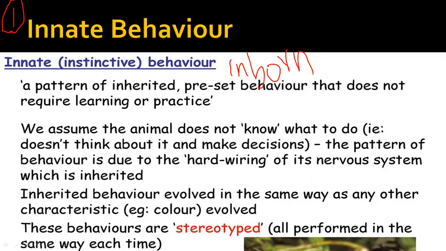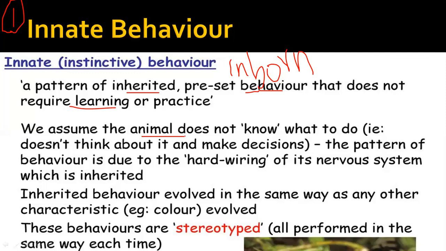And these are innate or inborn behaviors that can be inherited, or we can say a pattern of inherited preset behavior, because it is not learned and not according to the environment, but is preset before the birth of any organism, and it is inherited. That's why we say that genes and behavior have a very close relationship, and they do not require any type of learning or practice.